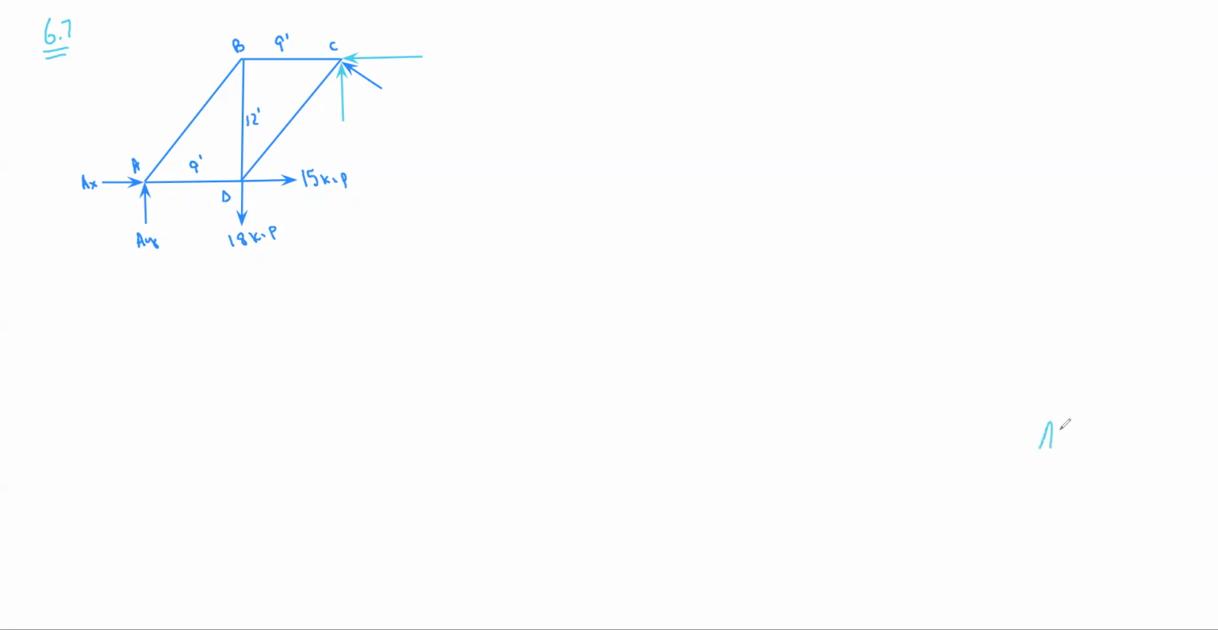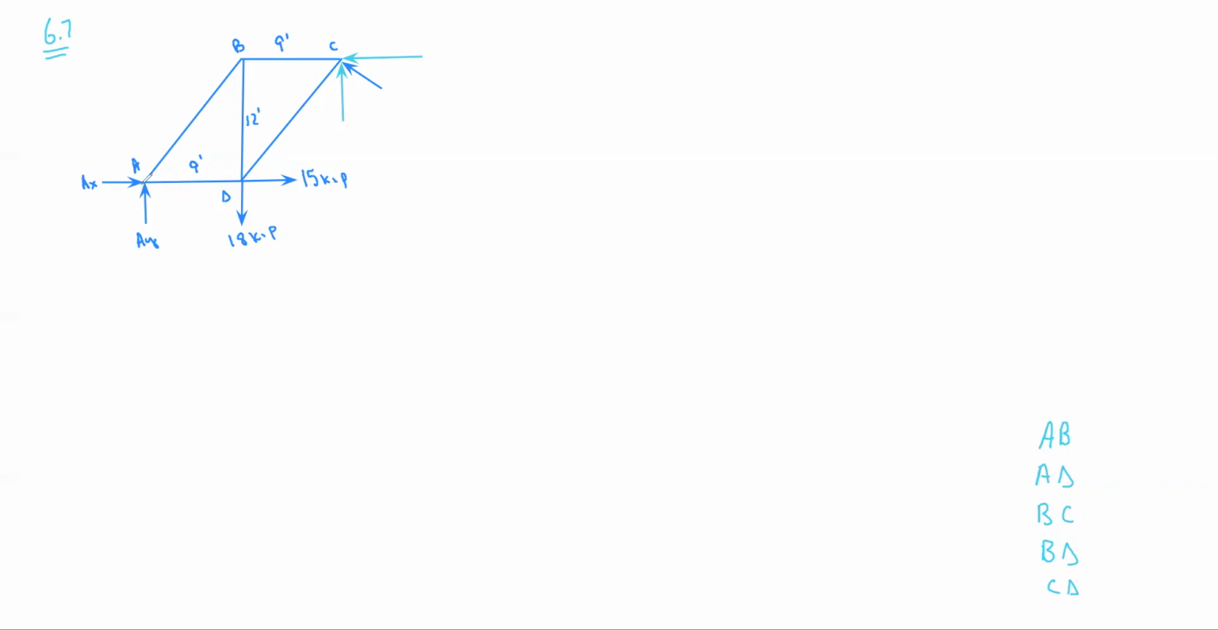Member AB, AD, BC, BD, and CD. So that's our problem statement, to find the internal force for each of those 5 members. In order to do that, we need to find the reactions at the 2 supports.